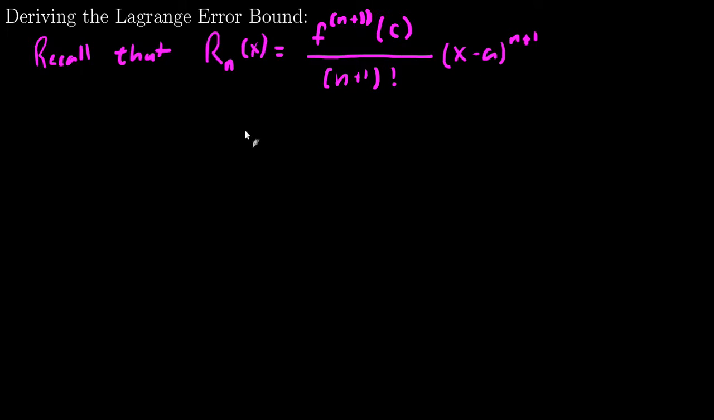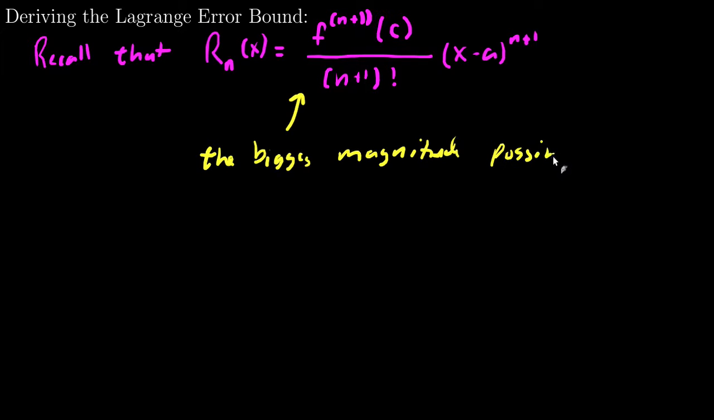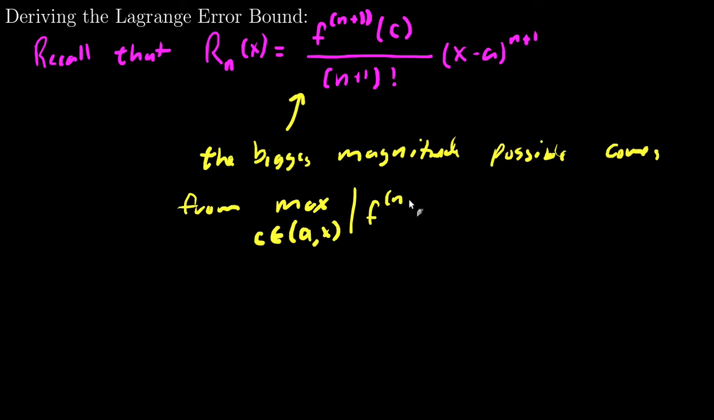And sort of the biggest magnitude possible comes from the maximum for, let's say, c in the interval from a to x. Again, I'm being a little bit loose. If x is smaller than a, it should be flipped order of this derivative. Because everything else is sort of set.